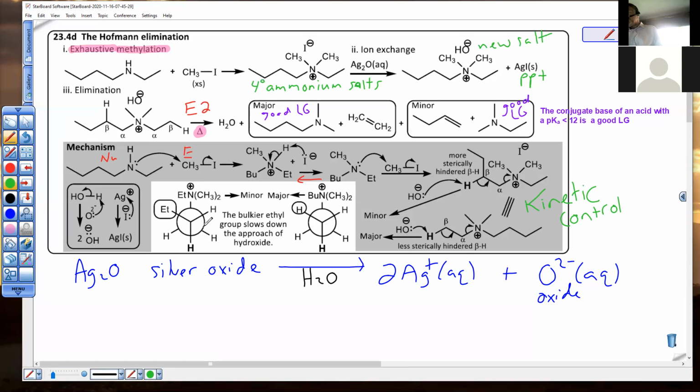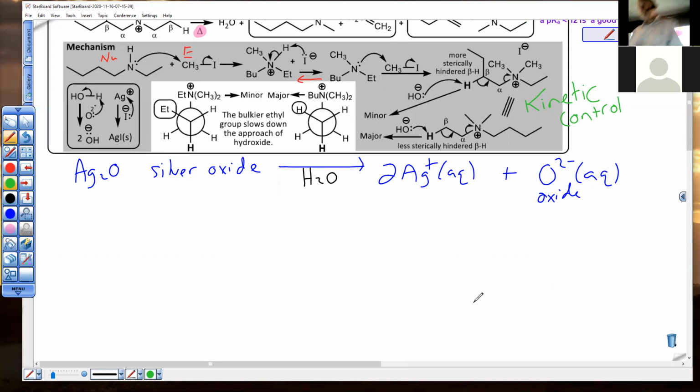And here's a Newman pictorial representation of the same story. We're going to try to grab this black H here, and there's this bulkier group up here. It's kind of in the way. And same, well, different H in the same molecule from the other side. This side here, there's no ethyl group up here. It's an H, much tinier, much easier to get to. So that's Hofmann elimination. You want to see an exam question, don't you?